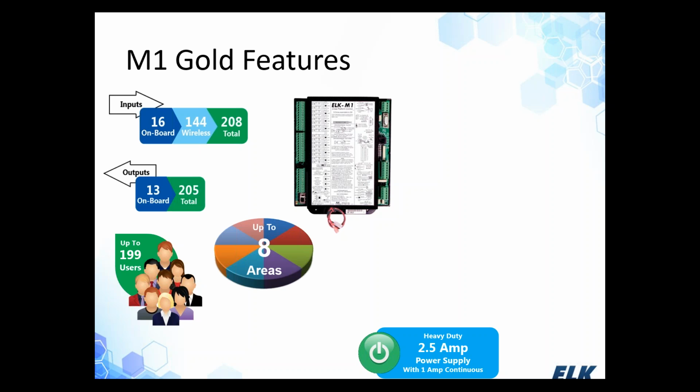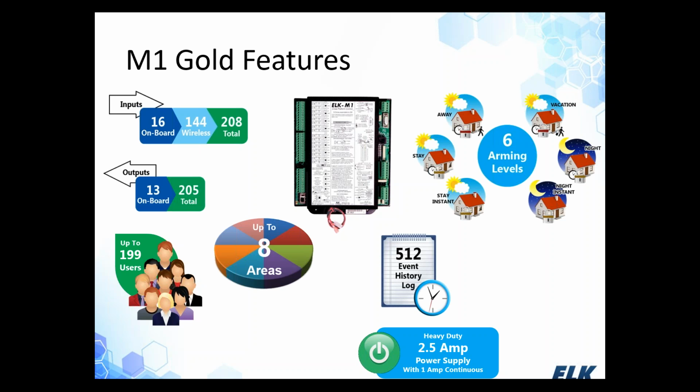The system can be divided into up to 8 areas or partitions. Like if it's a multi-tenant area, maybe a strip mall or something along those lines, you can have 8 separate areas controlled by one system. It has a 512 event log for your system alarms, your armings, your disarmings, your troubles, and so forth.